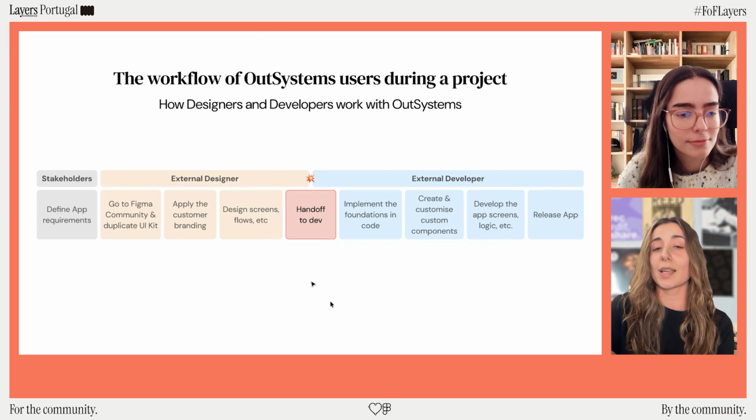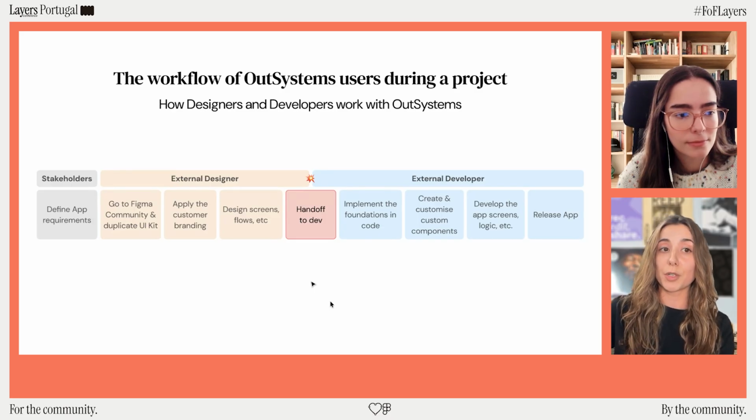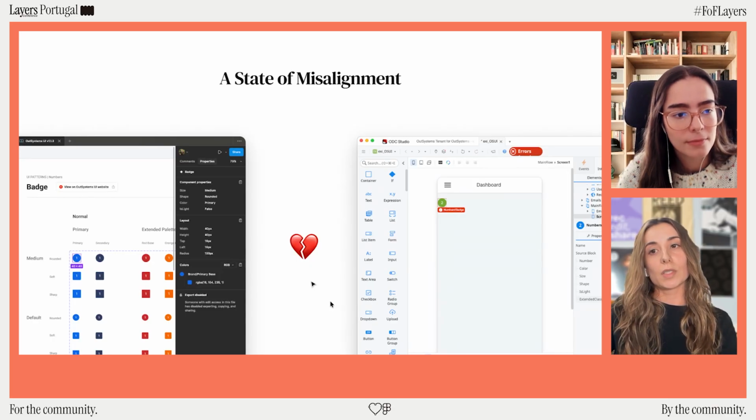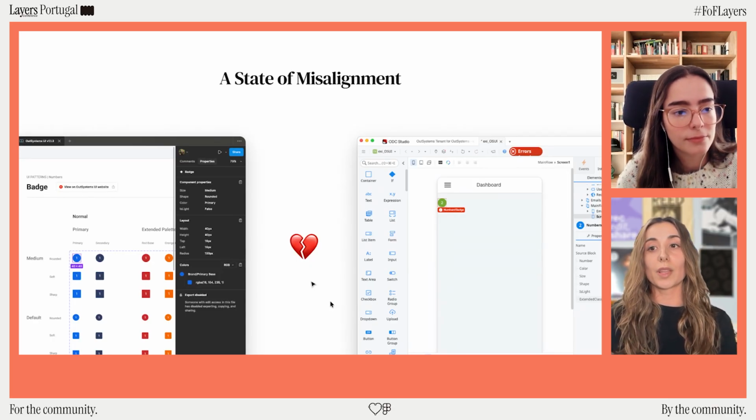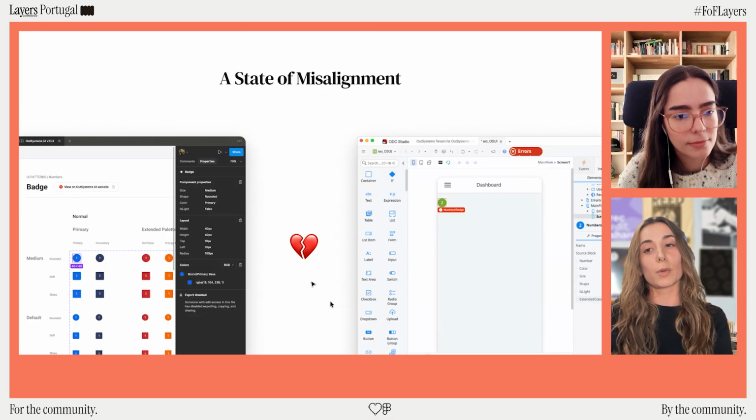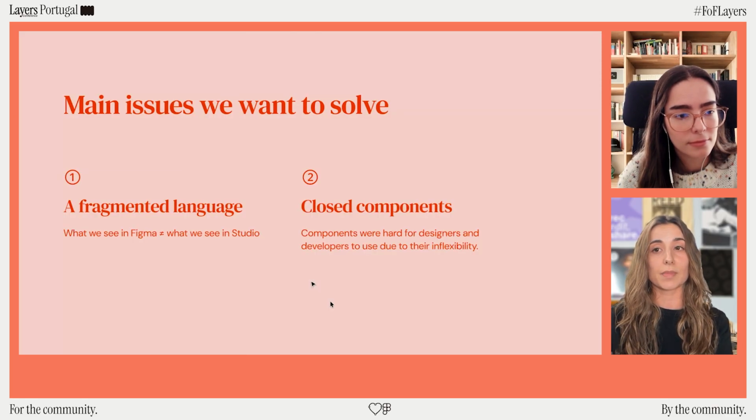When the developer takes the design, what the developer would see in the design files was not directly translatable to what was available in Studio. So there was a big disconnection between what the designer would see when they were working with our framework in Figma and what the developer would see when, again, they were working with our framework in Studio. This meant that what was designed was very difficult to translate into code because of a series of mislinks.